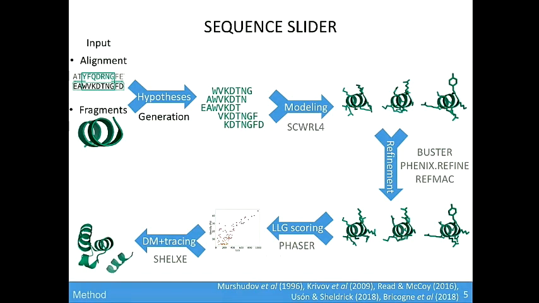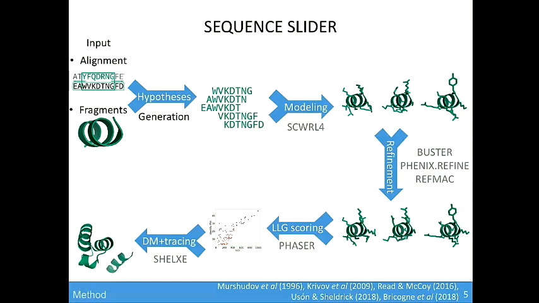We start with an input, an alignment, and the fragments. We generate all the hypotheses, all of those possibilities of the sliding. The number of slides that we do and the number of hypotheses is set up in the program. We model all of those hypotheses into the fragments using the software Squirrel4. This software has a rotamer library. It uses the most probable rotamers and also uses an energy function to decrease the clashes and so on. So we generate all of those models.